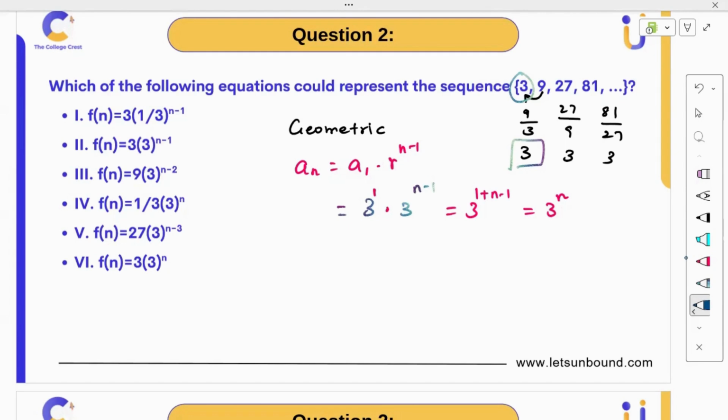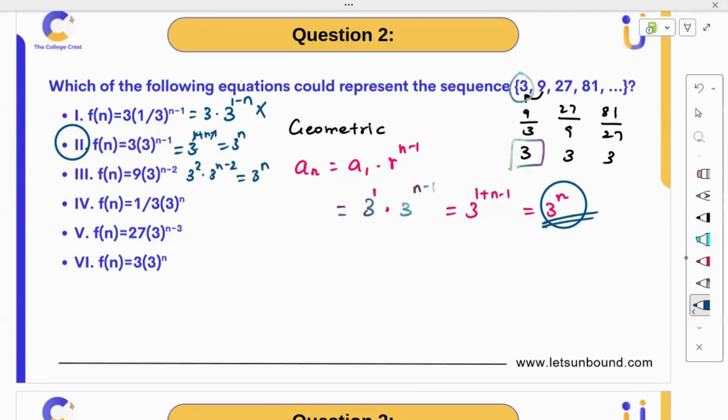So let's see. Well, the first one will give you 3 power n when you simplify finally. 3 into 1 by 3 whole power n minus 1 means you reciprocate 1 by 3 to get 3, and n minus 1 will go 1 minus n. So it won't give you 3 power n. This one, yes. Because if you simplify this, 3 into 3 power n minus 1 is 3 power 1 plus n minus 1. This will get cancelled, 3 power n. So yes, this matches. And this one, 9 can be written as 3 square, 3 power n minus 2. This when you simplify will get the same 3 power n. So this also works good.